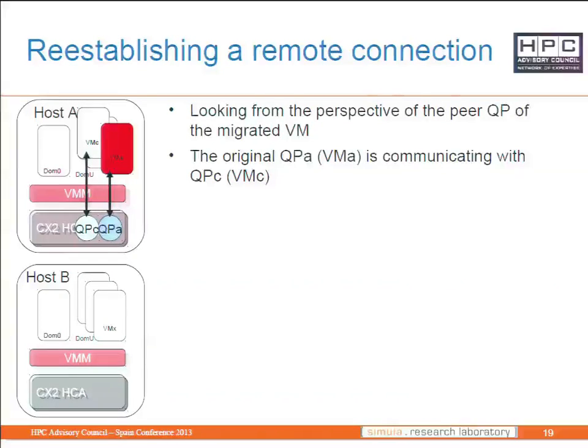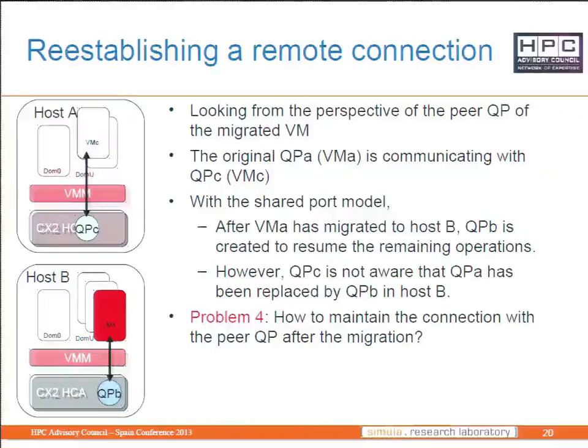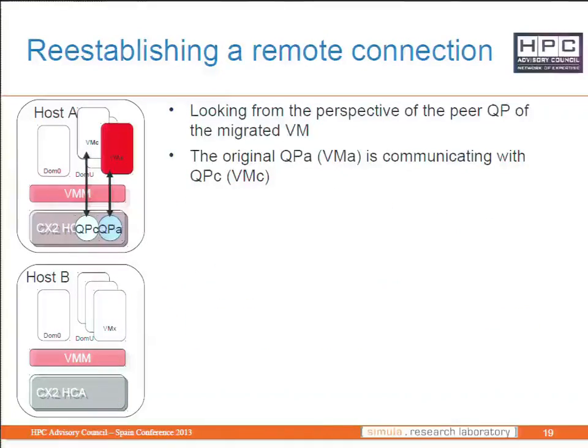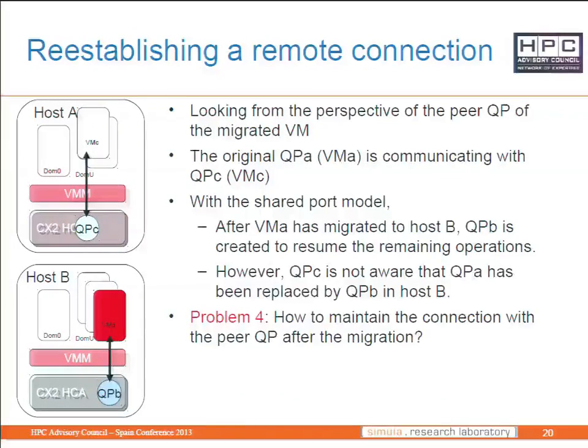But now, looking from the perspective of the peer virtual machine and the peer QP, as I said, in the beginning in host A, maybe virtual machine A communicates with VM C, and QP A communicates with QP C. So when we migrate, this QP C doesn't know anything about this QP B, it still knows about QP A. So how do we reestablish a remote connection?